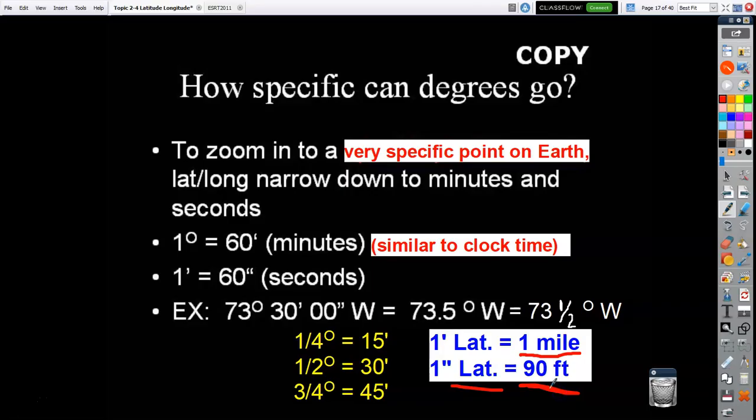You're click, click, click, click, street level. You're into the seconds. If you move the mouse from your house to your neighbor's house, it might move a couple of seconds of latitude. So very, very small fractions of increments. Again, just remember, an hour is 60 minutes, and a minute is 60 seconds. You use the same terminology, minutes and seconds. 60 minutes in a degree, 60 seconds in a minute.